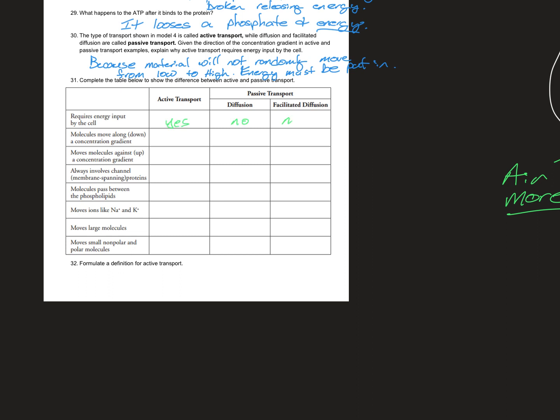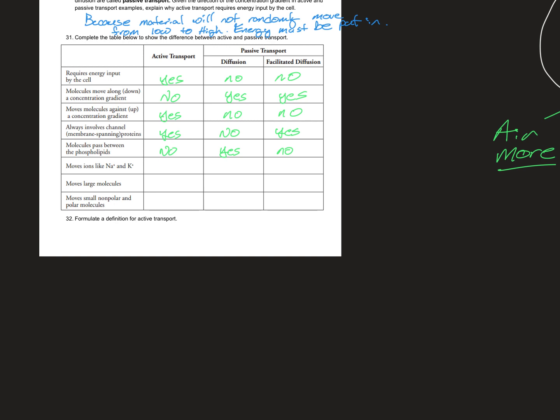Molecules move along down the concentration gradient. No. Yes. Moves molecules against or up the concentration gradient. Yes. Always involves channel membrane proteins, membrane spanning proteins. Yes. Molecules pass between the phospholipids. No. Moves ions like sodium and potassium. Yes. Moves large molecules. Yes. Moves small nonpolar molecules. Well, not active. No.